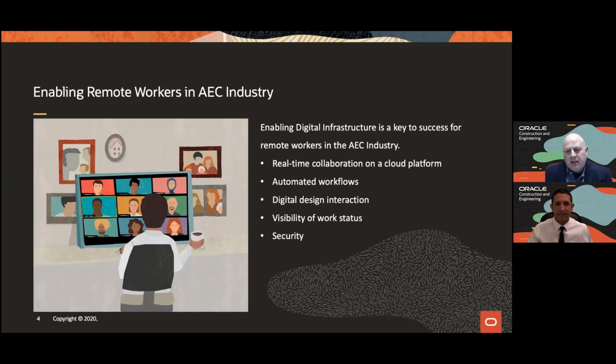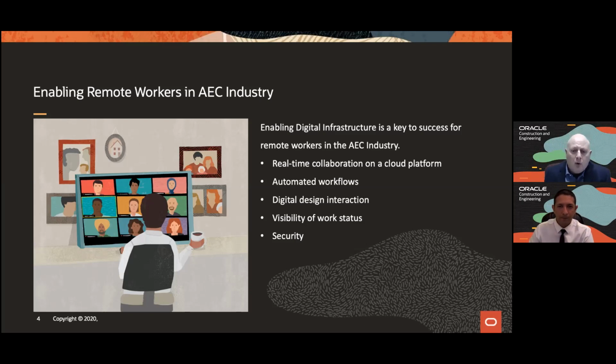And it's also very important for the digital design interaction. So you have to get the design team to actively participate within the project. You cannot separate design from project delivery. So it's important that that interaction from a design team to project management to construction management team is actually enabled with the digital infrastructure.